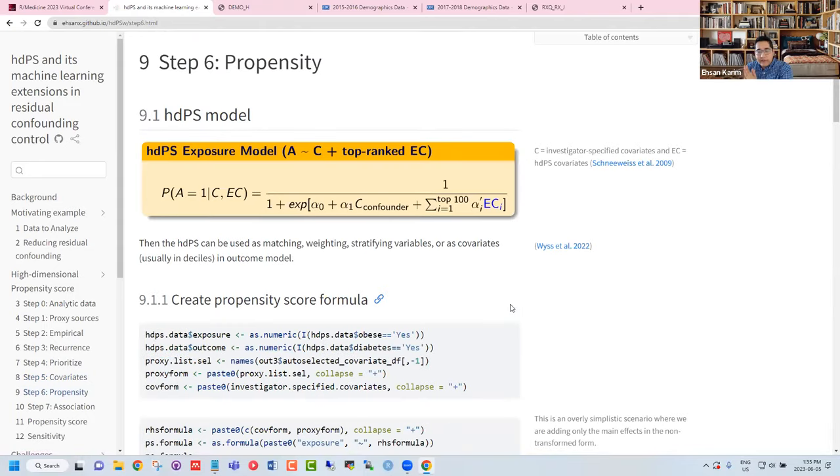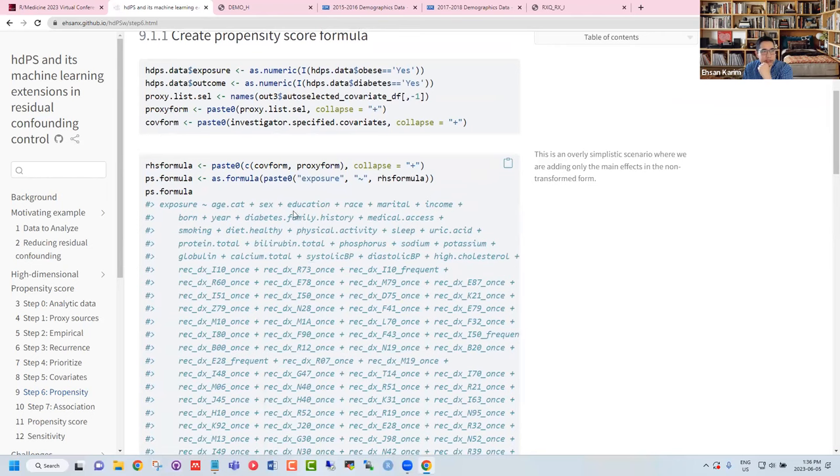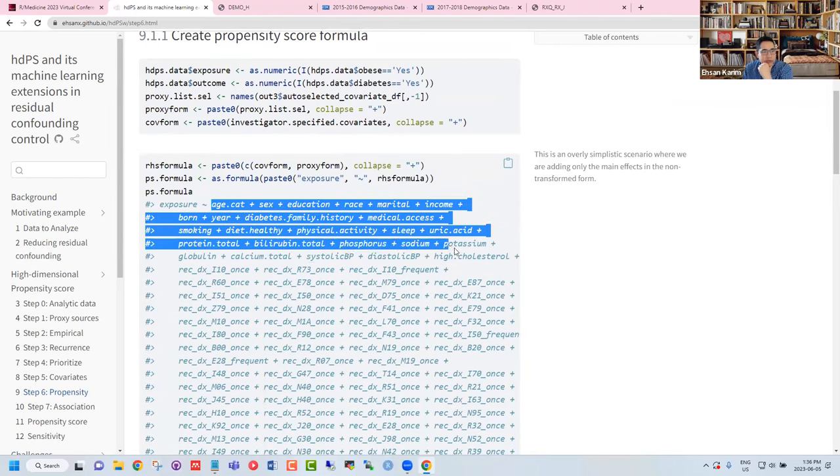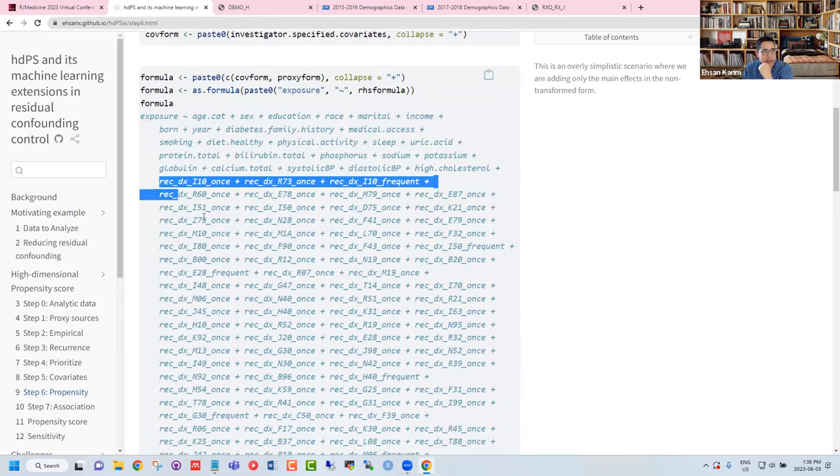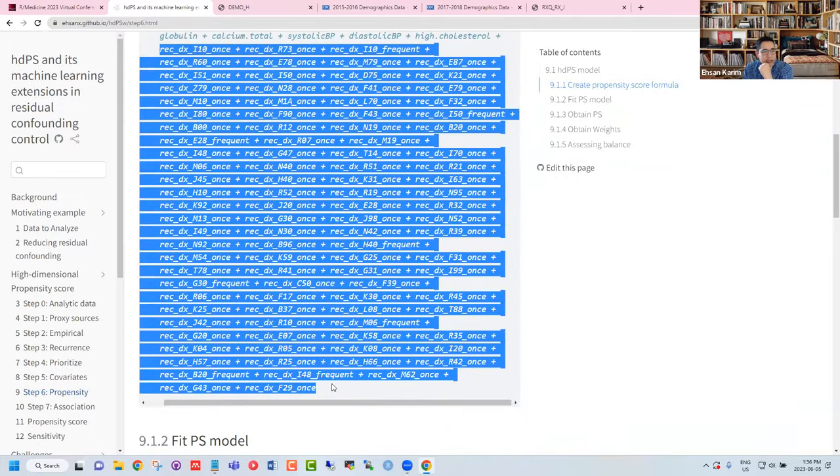Okay. So now that we have identified our proxy information, remember what the high dimensional propensity score algorithm was? In that algorithm, we were talking about including the covariates that were selected by the investigators, and we are also talking about the empirical or recurrent covariates that were selected based on the Bross formula, right? So in the high dimensional propensity score, the only difference is that we are including this proxy information, 100 proxies, in our analysis, and the rest of the analysis is very similar to how we do it in the regular propensity score analysis. So here you can see we are adding the investigator-specified covariates that we have already seen before, and then we are adding the 100 proxies that we have just selected based on the Bross formula.